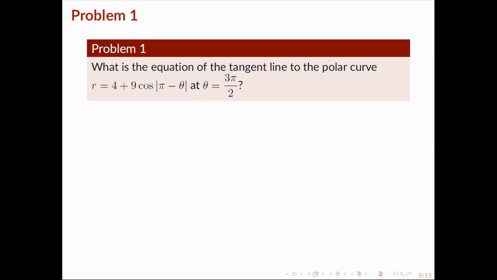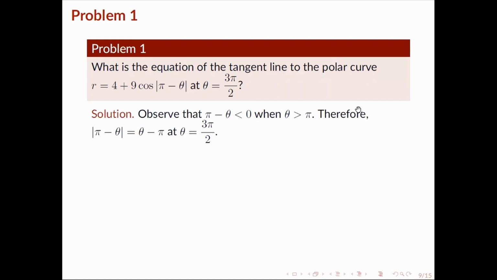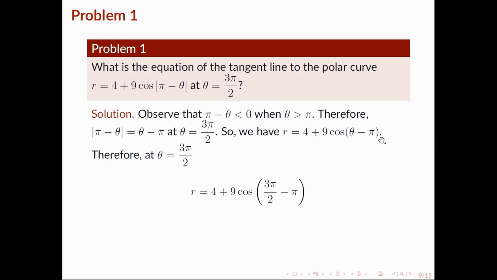So first, observe that pi minus theta is less than 0 when theta is greater than pi. Since our theta here is 3 pi over 2, it is actually greater than pi. So we have pi minus theta is less than 0. Therefore, the absolute value of pi minus theta is equal to theta minus pi. Okay? So we have r equals 4 plus 9 cosine of theta minus pi.